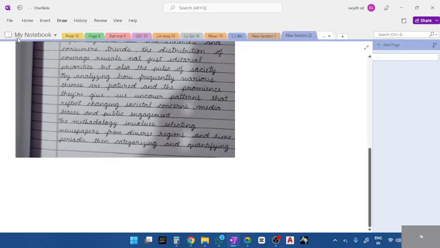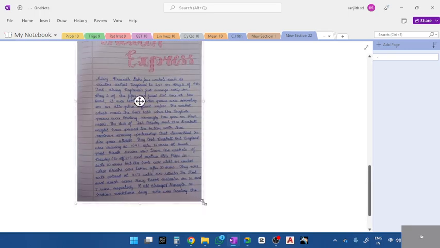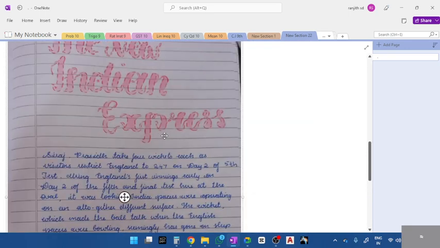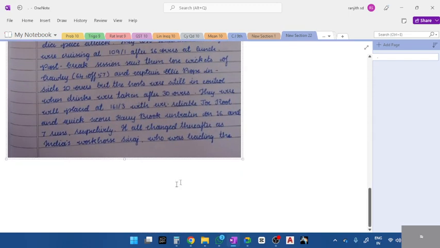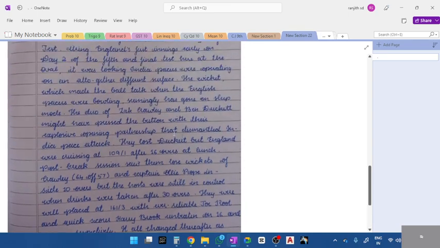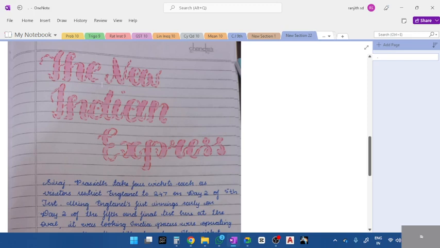Lemula, why have you not written any heading? Directly you have started to copy and write. Is Lemula online? They'll reduce marks. See, you have to write. What is this? Is it the newspaper's name?